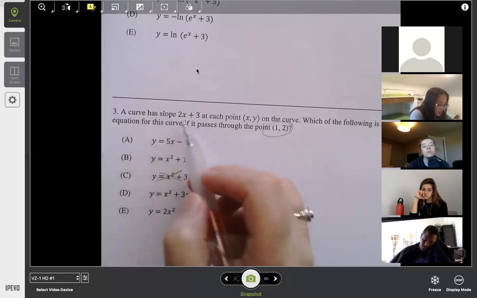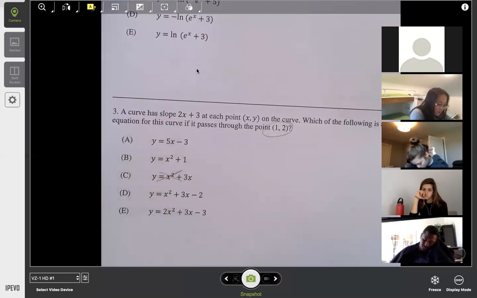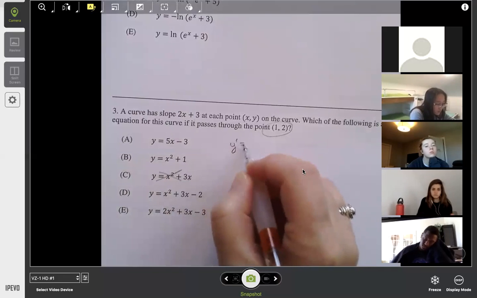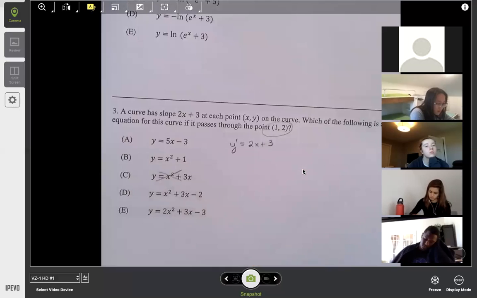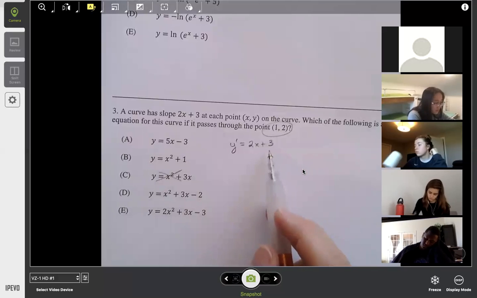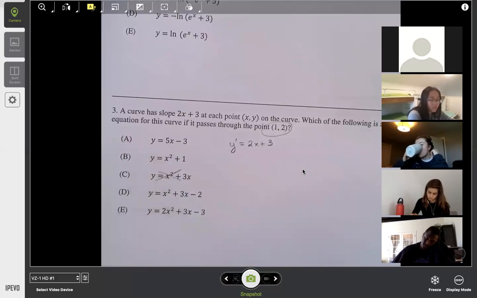Now, a curve has slope 2x plus 3. How do I write that in calculus language? What do we think? y prime is 2x plus 3. Exactly. So that's giving you your differential equation. Okay, well this one's pretty simple because it only has x in here. So if y prime equals 2x plus 3, which of these functions can be y?